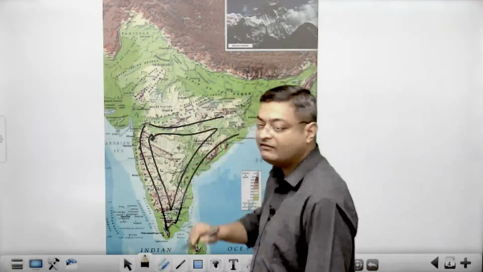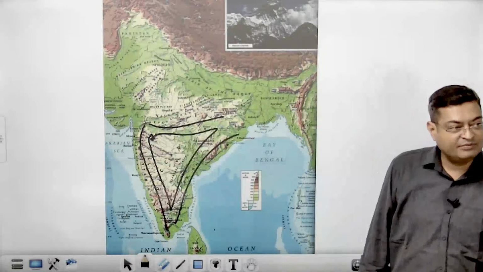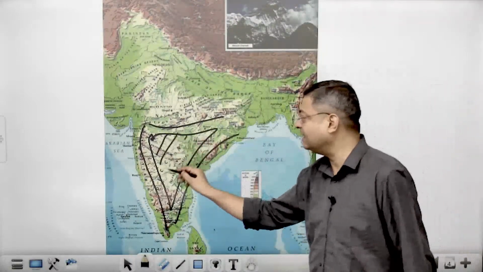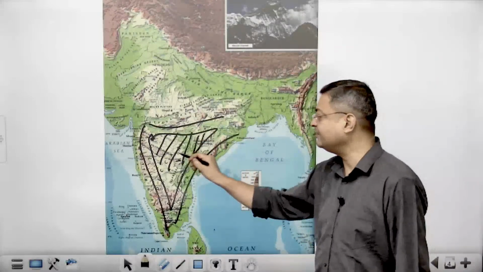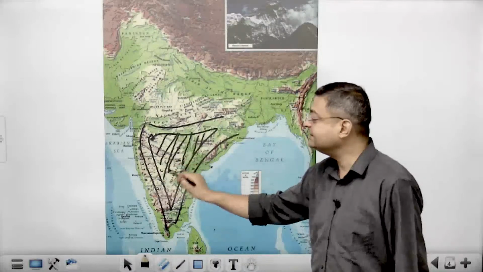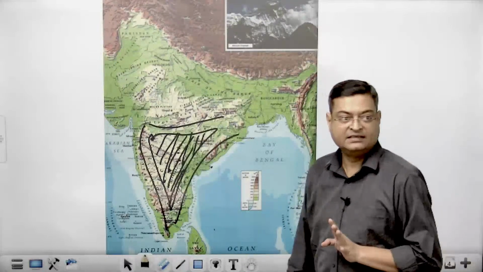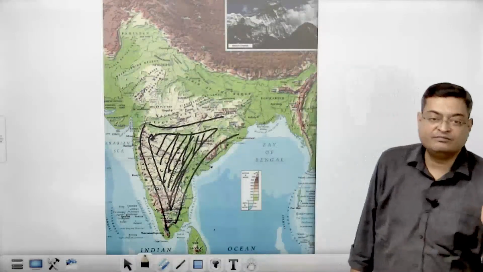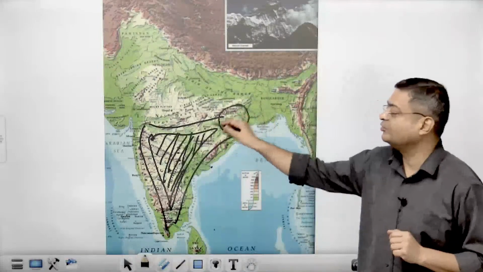So when lava erupted, it was a basic lava, and that basic lava filled the gap in between the southern part of Satpura, western part of the Eastern Ghat, and the eastern part of the Western Ghat. This is your Deccan Trap or the Deccan Plateau. Peninsular Plateau consists of many different plateaus. ठीक है? जैसे कि छोटा नागपुर प्लेटू.